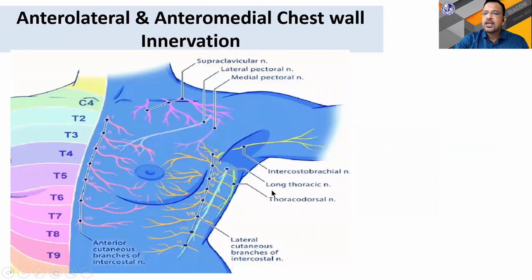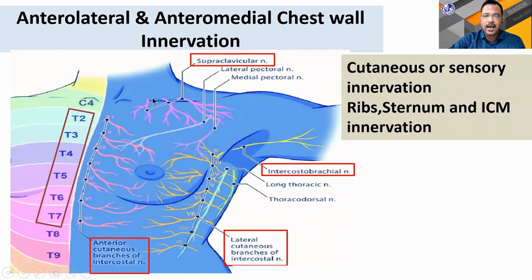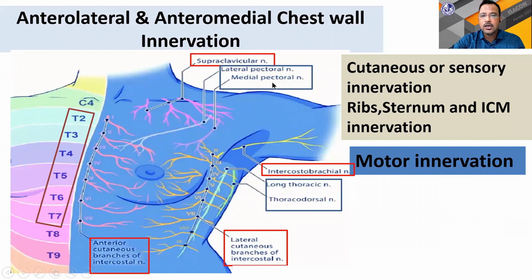Now coming to the innervation of the chest wall. You have the sensory or cutaneous innervation from the supraclavicular nerves just below the clavicle, which are a part of the cervical plexus, and you have innervation from the anterior cutaneous branches of the intercostal nerve and the lateral cutaneous branches of the intercostal nerve from T2 to T7. Also, you get innervation of the ribs, the sternum, and the intercostal muscles from these intercostal nerves, and you have the motor innervation from the lateral pectoral nerve, the medial pectoral nerve, the long thoracic nerve, and the thoracodorsal nerve, which are a part of the brachial plexus.